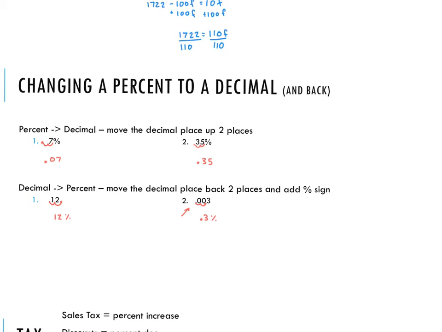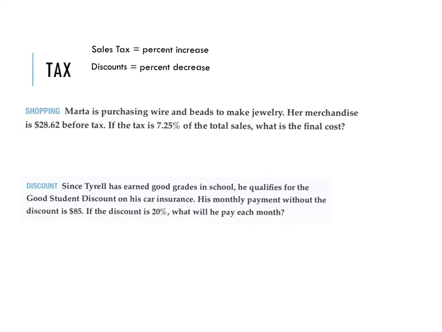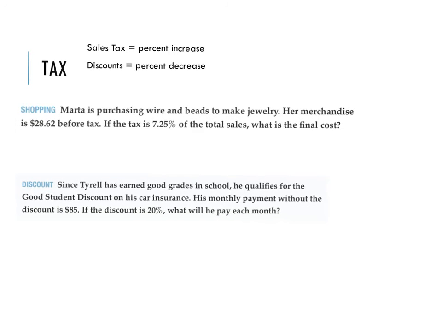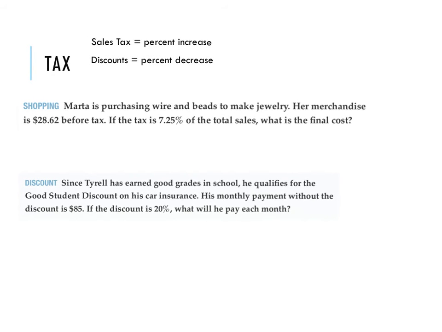Now that we've gone over that, let's get to tax. Now, tax is probably the situation of percent change you'll see the most often. Not that you won't see the others a lot, but this is probably the one you encounter most often. So, a bit of vocab on the top. Sales tax means you have a percent increase, and discounts mean you have a percent decrease. So let's go through both these examples, setting up and solving.